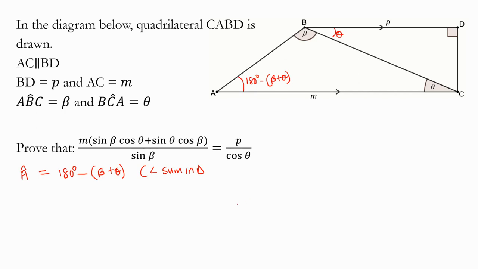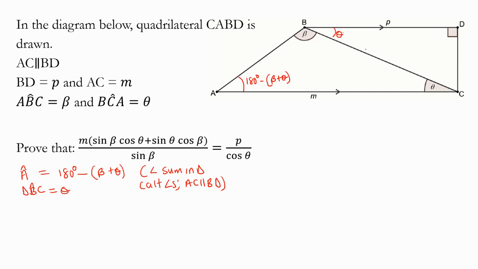And then angle DBC is equal to theta, since we have alternate angles, AC is parallel to BD. So this one is angle theta.